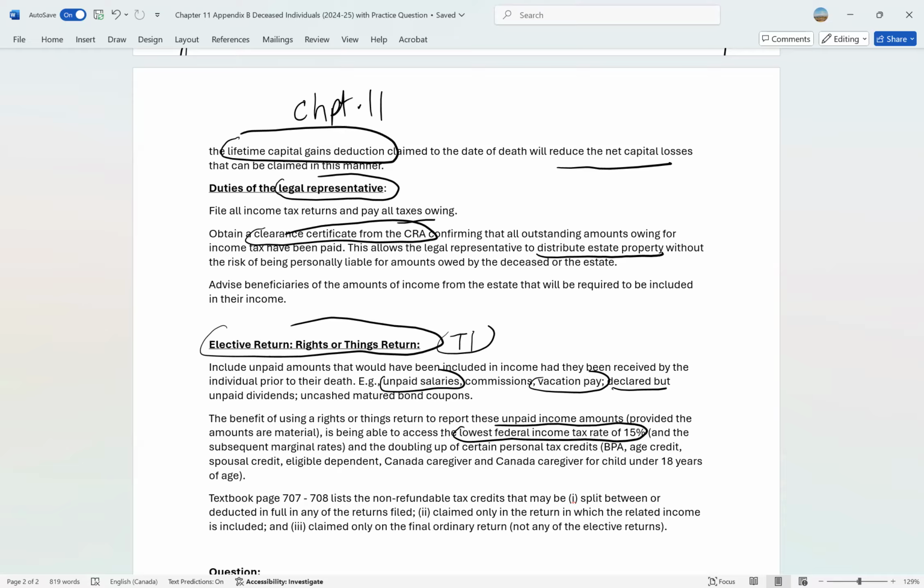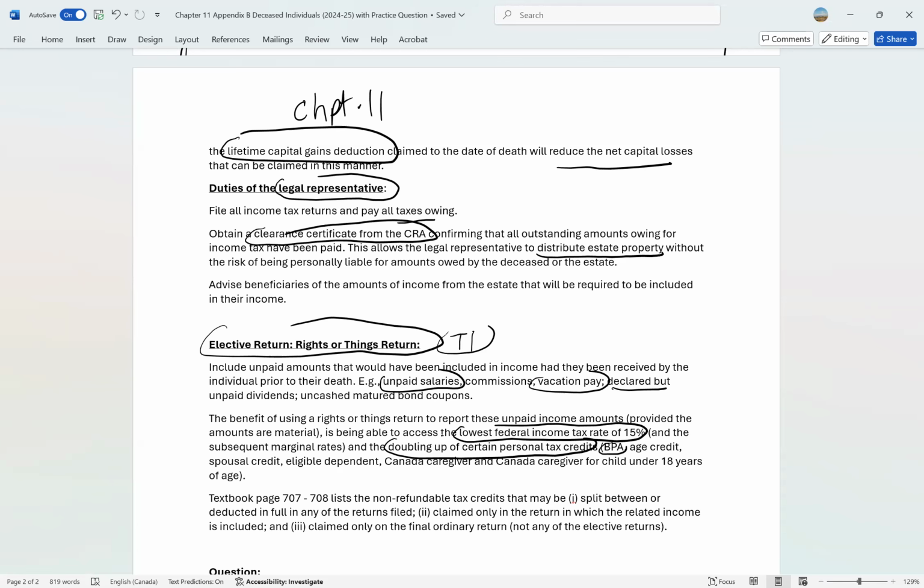It also allows you to claim certain tax credits twice, one on the regular return and one on the rights and things return. The basic personal amount is a tax credit that you can claim on both. So once again, not something that you need to be worried about being tested on greatly on the final exam, but just a basic understanding of these concepts.